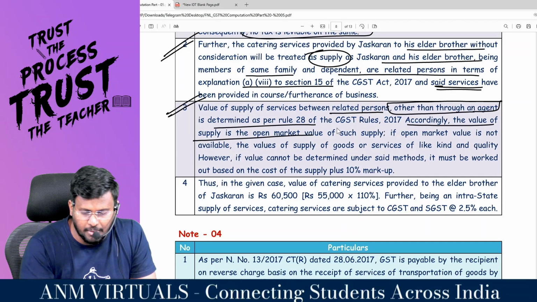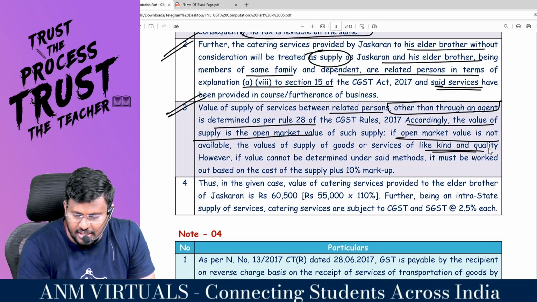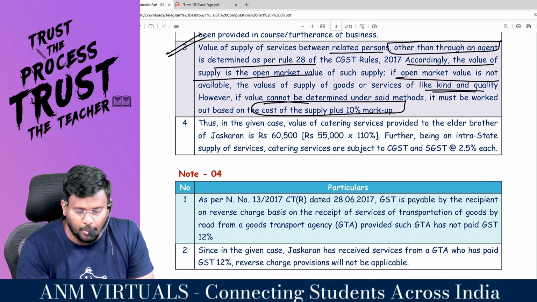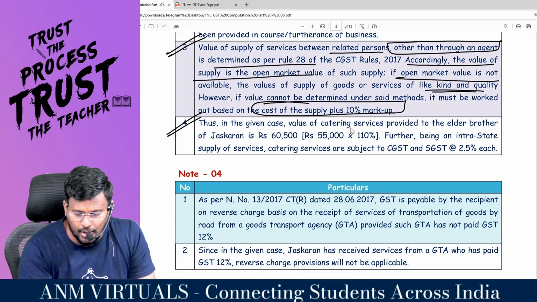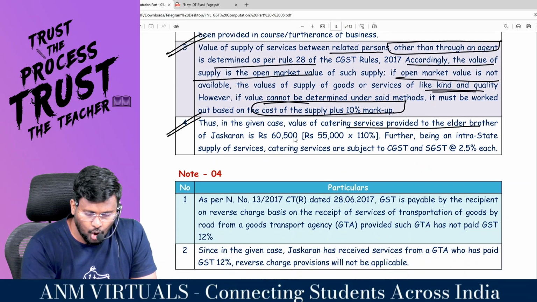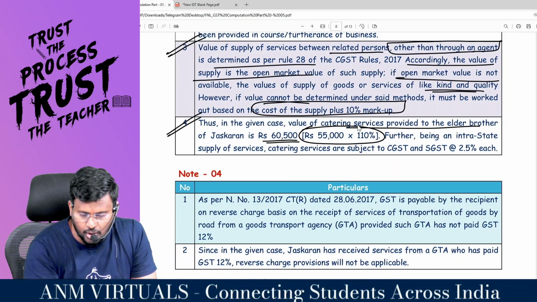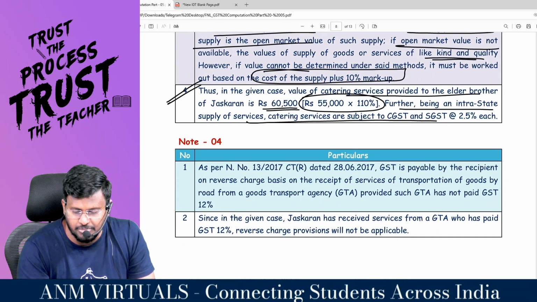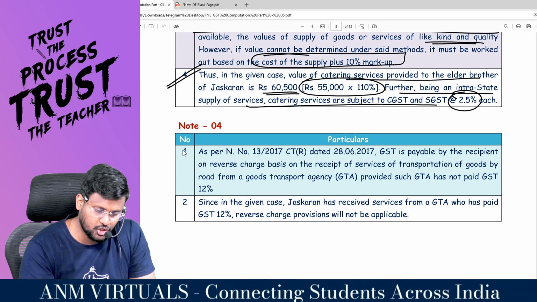Accordingly, the value of supply is what? Market value. If open market value is not available, then value of supply of goods or services of like kind and quality. However, if the value cannot be determined under these methods, it must be worked out to be 110% of the cost of production. Thus, in the given case, the value of catering service provided to the elder brother of J, sir, is 55,000 into 110%. Further, being an intrastate supply of service, catering services are subject to CGST and SGST at how much percentage?